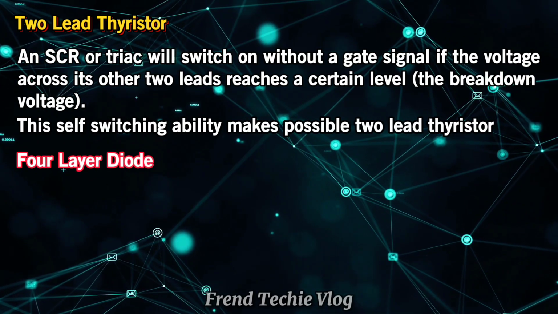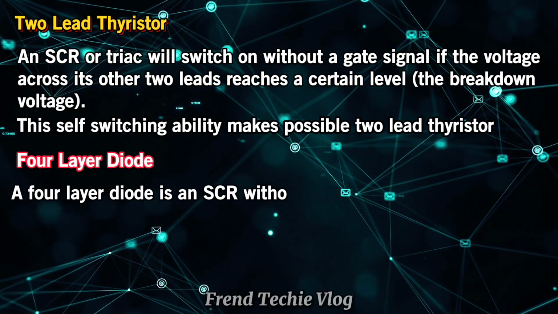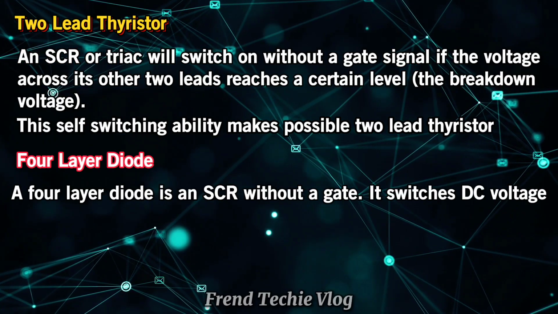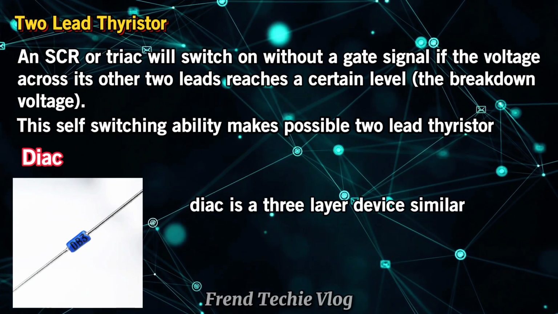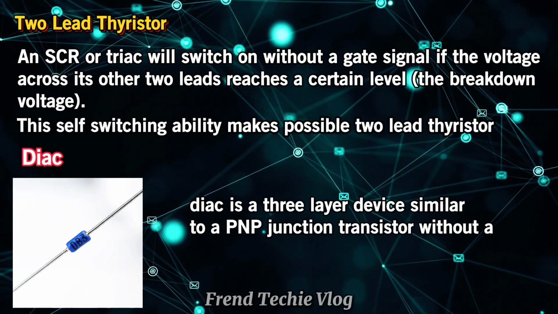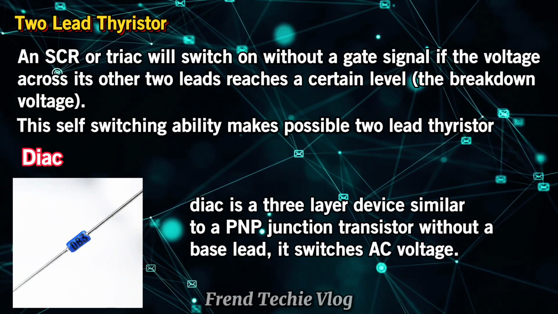4-layer diode. A 4-layer diode is an SCR without a gate. It switches DC voltage. While the Diac is a 3-layer device similar to a PNP junction transistor without a base lead, it switches AC voltage.